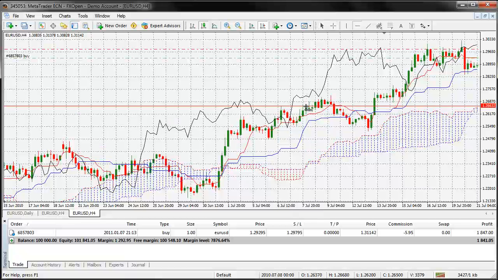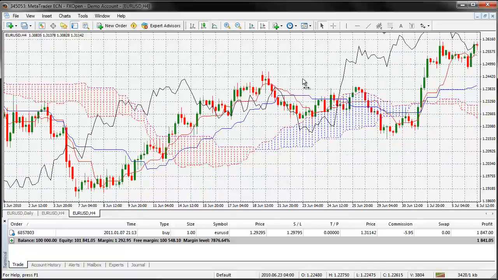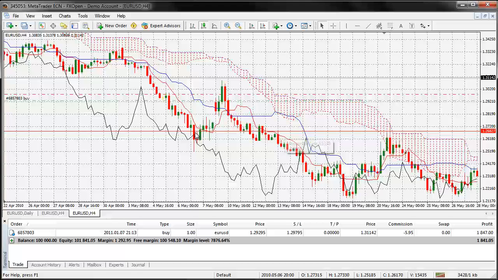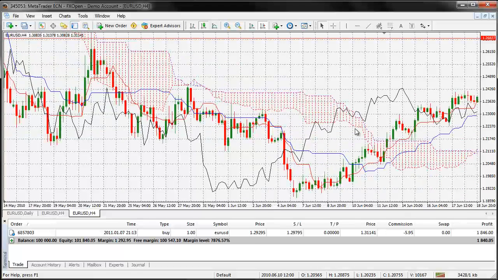Let's take a look to see if there is actually a support line up here. You can go back over a little bit, and we can see there is a bit of support and resistance levels there, so that works out okay.